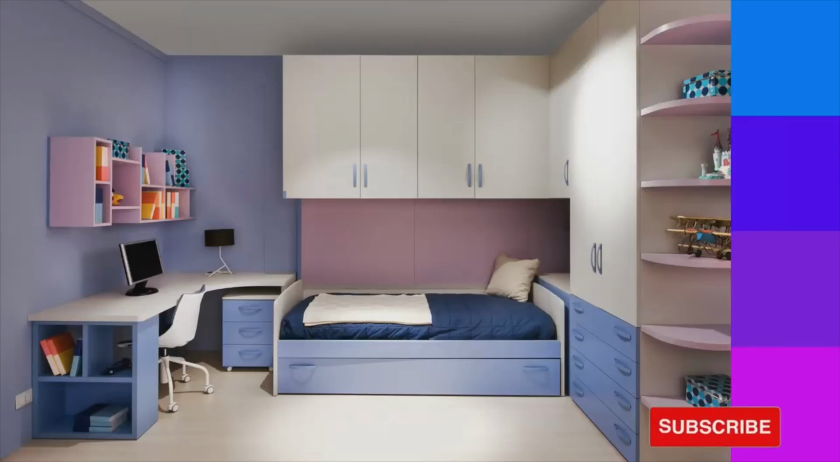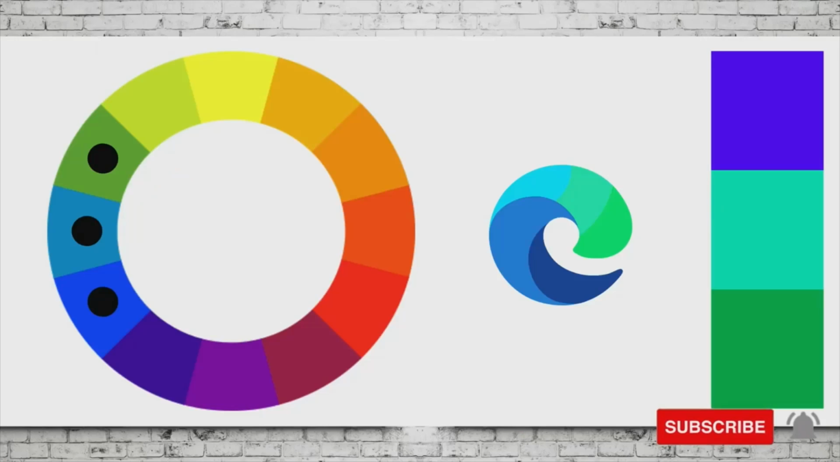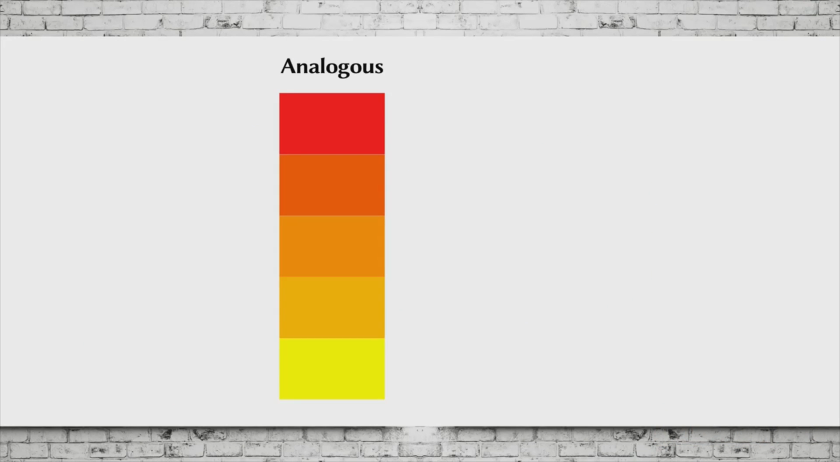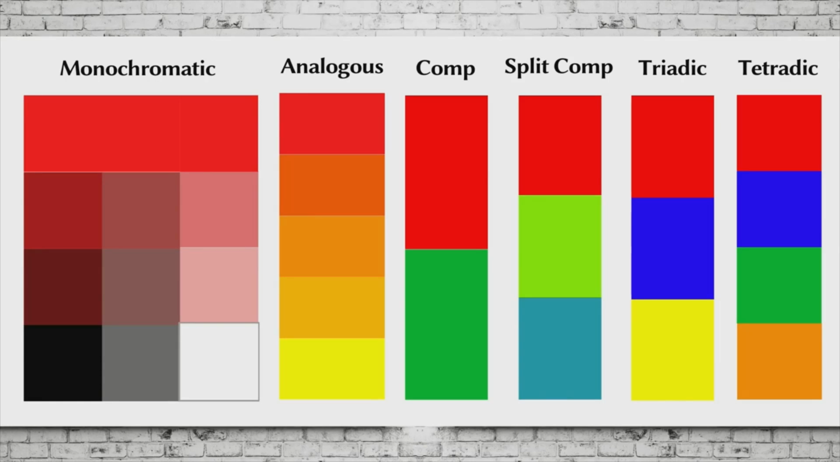Because of this, they are great to use when decorating a space, applying makeup, and designing logos and other graphic designs. And although analogous colors do not have as much contrast as other color harmonies, these colors will always look good together, just as with a monochromatic color scheme.